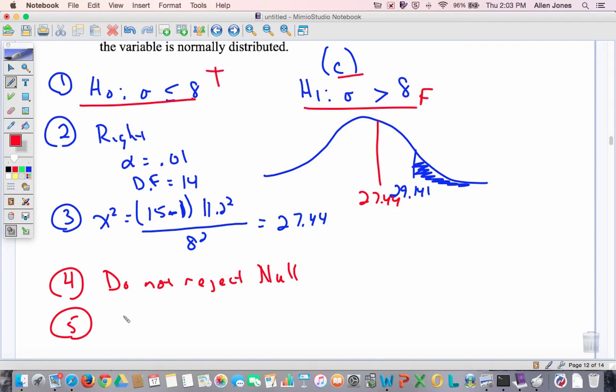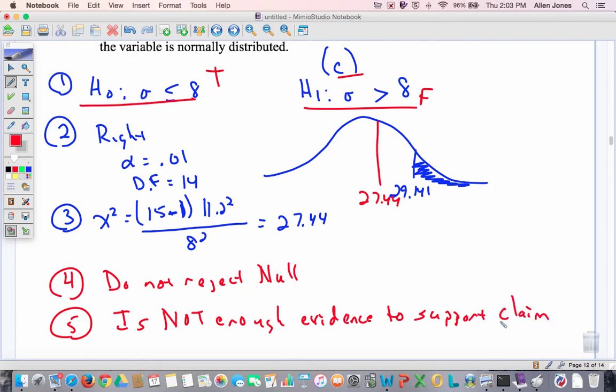And since we did not reject the null, we're saying the null is true. We're saying this then is false, which means the claim is also false. So there is not enough evidence to support the claim. And there's a quick look at our testing process, hypothesis testing for variance and standard deviation.